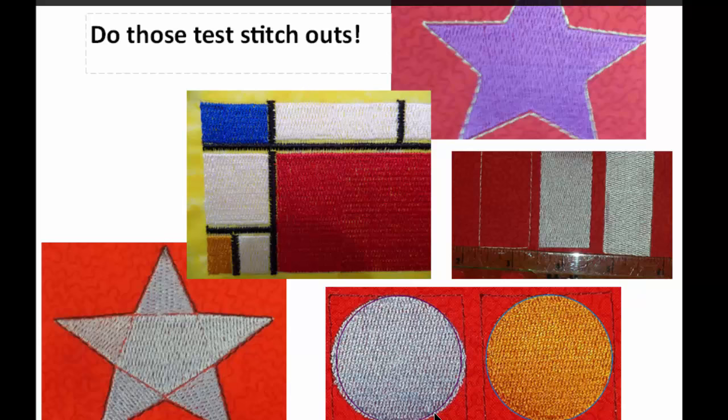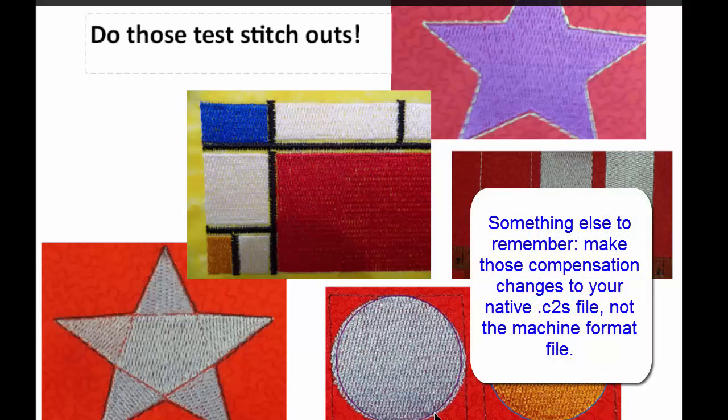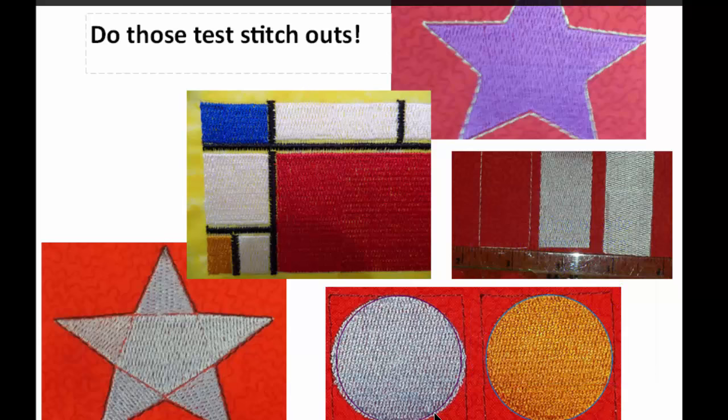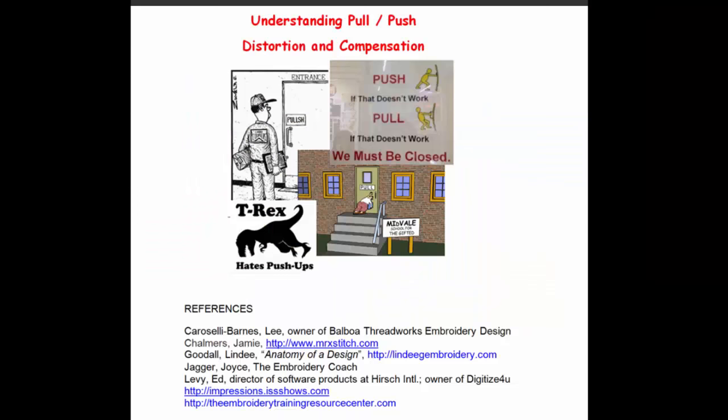Remember, too, that you won't necessarily have to add pull compensation to everything you create. These particular samples had specifics: outlines, sizes, rectangles that butted up to each other, outlines for circles, and so forth. If you experience puckering, it doesn't mean it's a distortion issue. Puckering is totally different from what we played with today. Puckering could be a hooping issue, and any of those things mentioned in that basics for successful embroidery. Think of this new knowledge about pull and push as just another tool in your workshop.